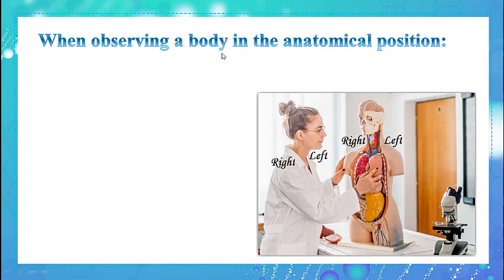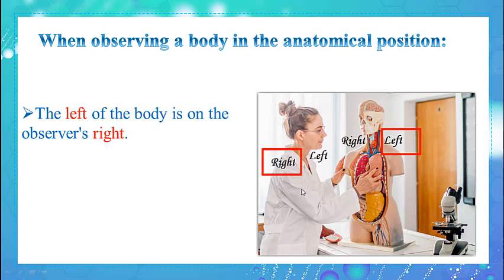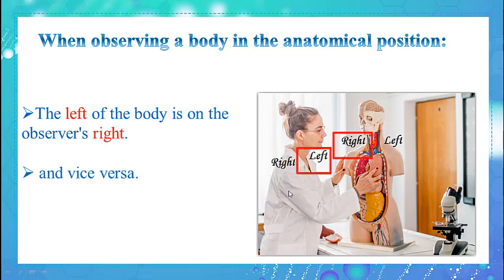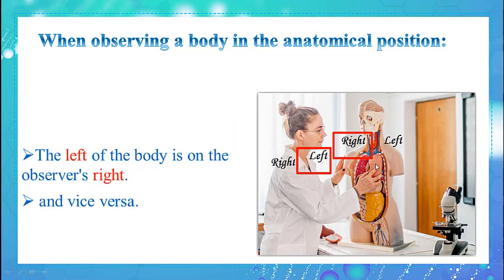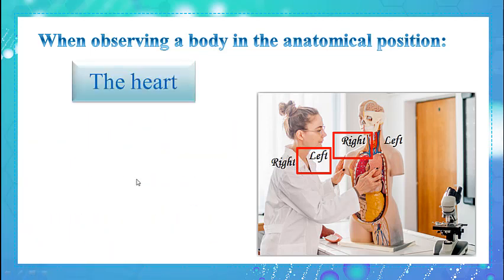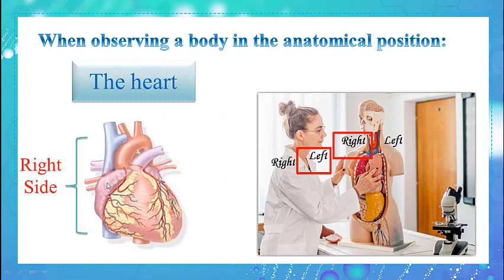When observing a body in the anatomical position, the left of the body is on the observer's right and vice versa. Assume you are facing another person, so the right side of the figure is your left side and vice versa. Concerning the heart, this is the right side and this is the left side of the heart.